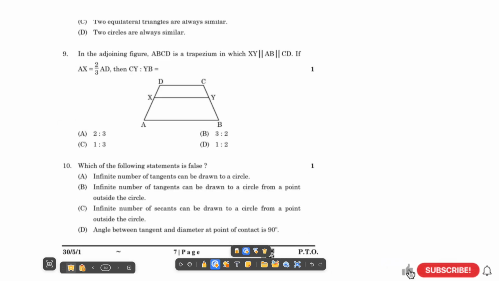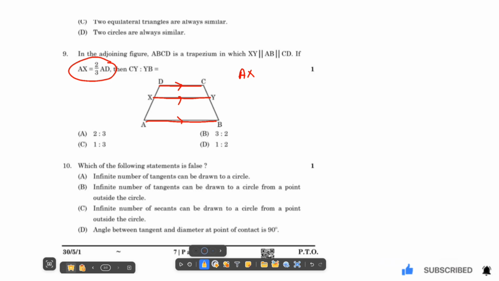So next, ninth question is, in the adjoining figure ABCD is a trapezium in which XY is parallel to AB, parallel to CD. So here, what is given here is XY parallel to AB and XY is also parallel to DC. So these three lines are parallel to each other. Now it is given that AX is equal to 2 by 3 of AD. So this is also given. So we have to find CY is to YB.